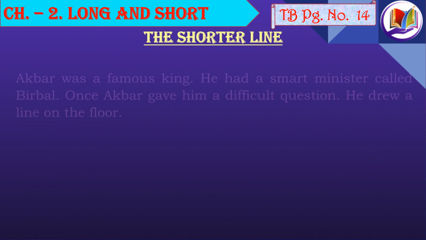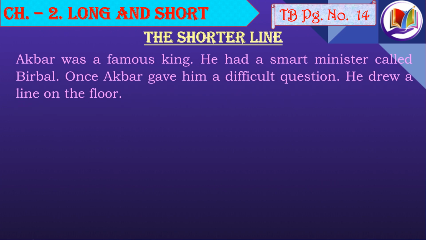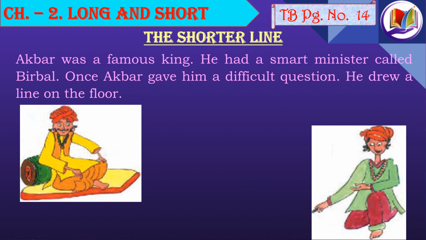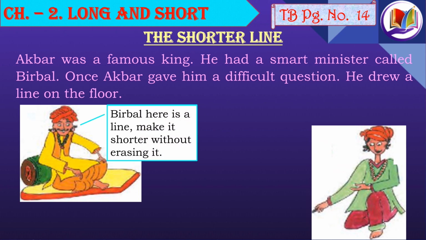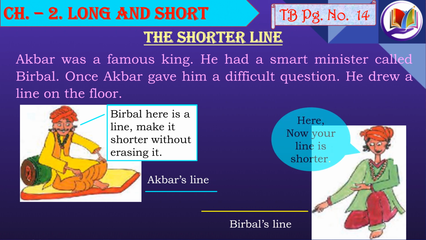Now children, let's see a very interesting story about Akbar and Birbal. Akbar was a famous king. He had a smart minister called Birbal. Once, Akbar gave him a difficult question. He drew a line on the floor and told Birbal, "Birbal, here is a line. Make it shorter without erasing it." So let's see what Birbal did. Well, Birbal drew another line on the floor and said, "Here, now your line is shorter."